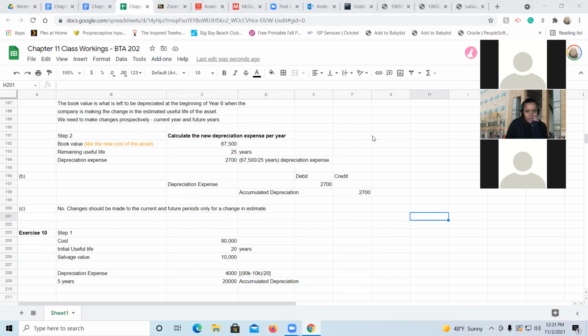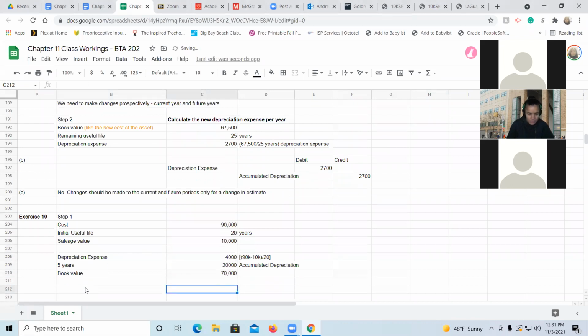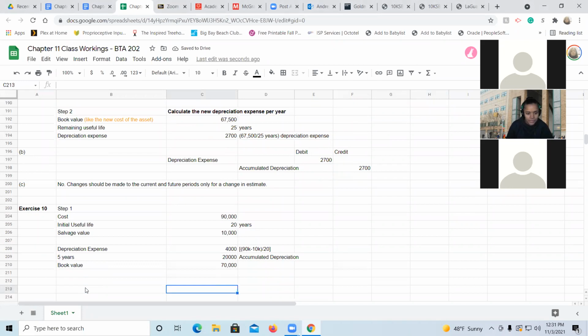Okay, all right, so 5 years is 20,000. So now the book value at the end, because remember the first step is to calculate the book value. I can never spell this. So it's going to be cost minus accumulated depreciation: 70,000 is the book value. That's step 1. Step 2, you're trying to calculate your new depreciation. And what you do is you take the book value, which is like the new cost, of 70,000.